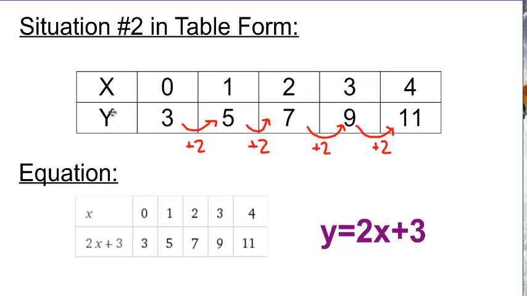Again, we look and compare the top two tables and see that where we have y in the top table, we have 2x plus 3 in the bottom table, so our equation is y equals 2x plus 3.